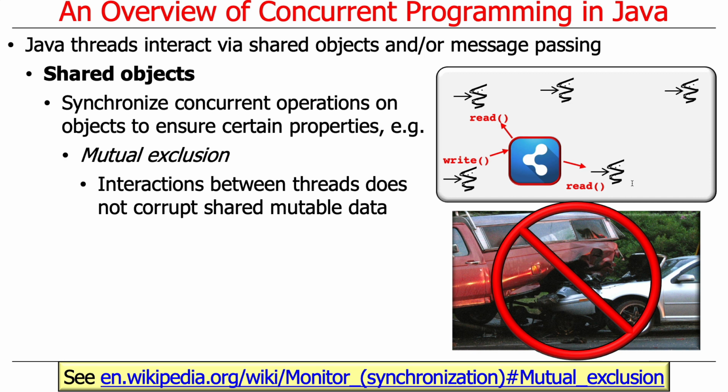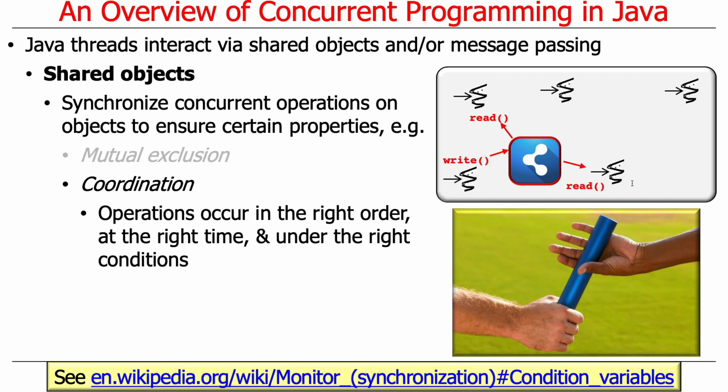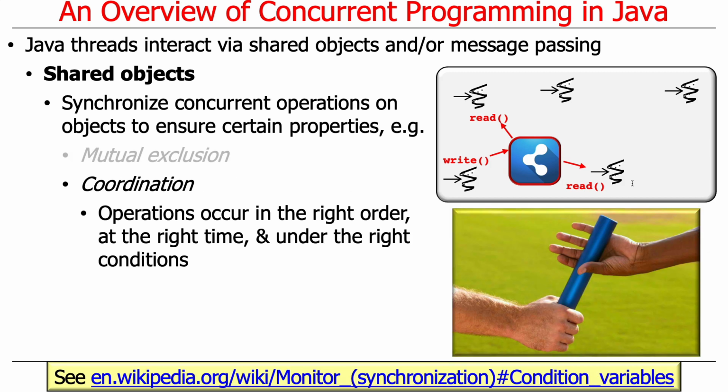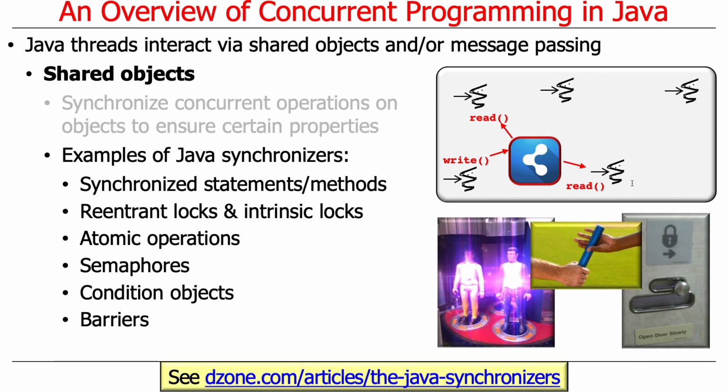The properties that these synchronizers are trying to ensure are mutual exclusion, which means that interaction between threads won't corrupt shared mutable data, and coordination, which means that operations occur in the right order, at the right time, and under the right conditions. So mutual exclusion is meant to avoid this kind of a problem, race conditions where things crash into each other in memory locations that are being accessed simultaneously by multiple threads without being protected. And coordination makes sure things happen in the right way, in the right order. That's a slightly different thing. My metaphor is passing a baton. So you've got to make sure you coordinate.